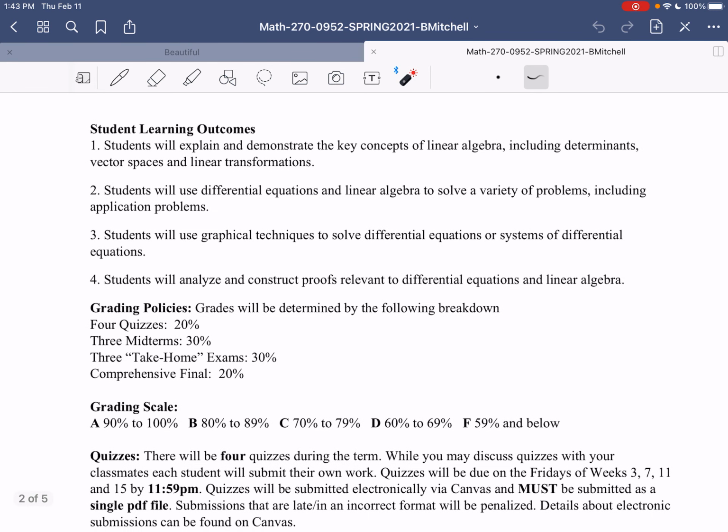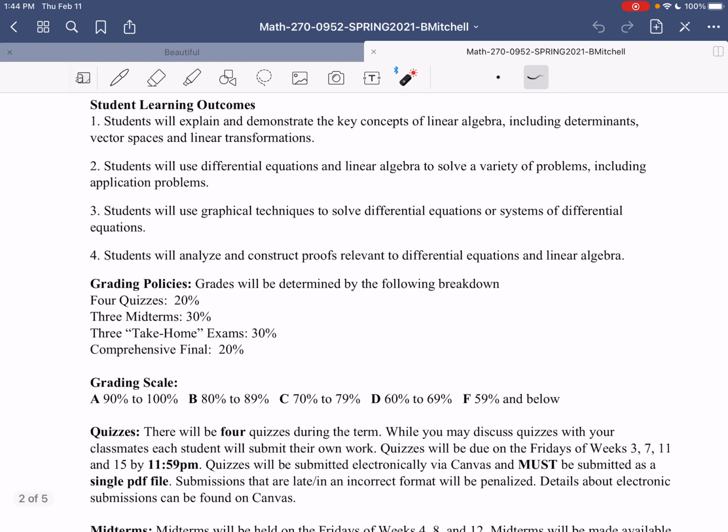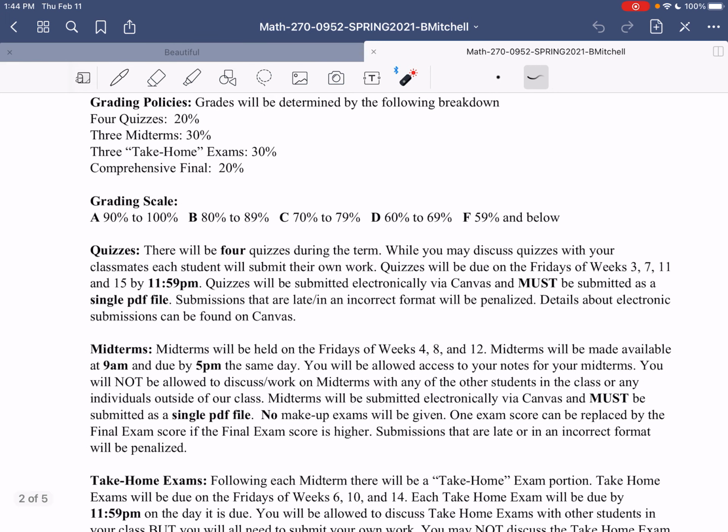On page 2, at the top, there's a list of student learning outcomes that combine and put together that giant list of objectives. We won't talk too much about that right now. Let's instead focus on the grading policies. What are the expectations? How are you assessed in this course? How is your grade determined?